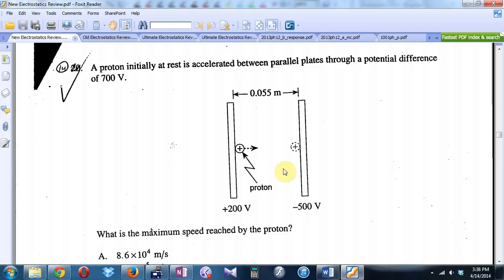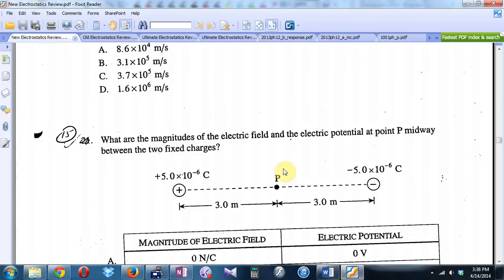Is it me, or is that almost the same question you had on your test, or your quiz? No.